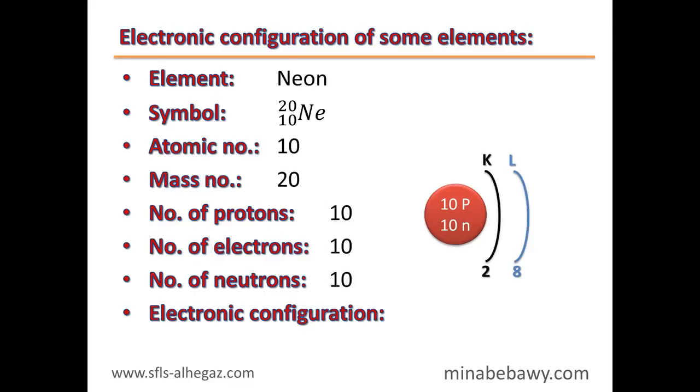Electronic configuration. The nucleus of neon contains 10 protons and 10 neutrons, and the neon atom contains 10 electrons, which are distributed in two energy levels. K will take only 2 electrons. We have 8 more electrons. We will put them in L. So the electronic configuration for neon atom is K contains 2 electrons, L contains 8 electrons.